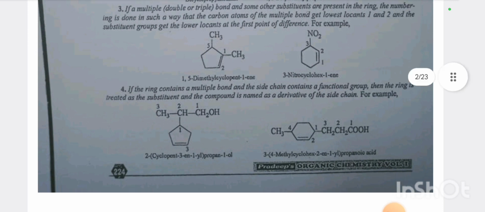If a multiple, double or triple bond and some other substituent are present in the ring, the numbering is done in such a way that the carbon atoms of the multiple bond get the lowest locants 1 and 2, and the substituent group gets the lower locant at the first point of difference. If the ring contains a multiple bond and the side chain contains a functional group, then the ring is treated as a substituent and the compound is a derivative of the side chain. If the ring as well as the side chain contains a functional group, the compound is named as a derivative of the side chain or the cyclic ring according as the side chain or the ring contains the principal functional group.